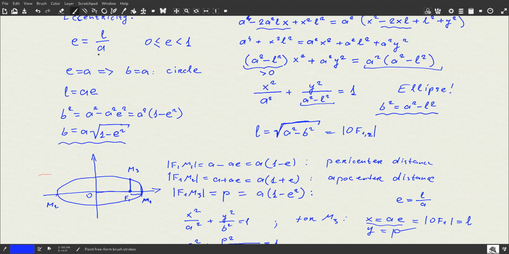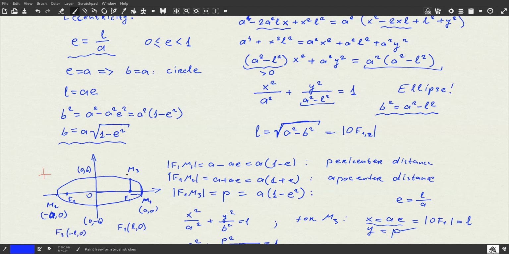By definition, we introduce the eccentricity in such a way that eccentricity is L divided by A. So basically what we did, let's do once again. First of all, we drew up an ellipse. We said, okay, this point M1 is (A, 0), M2 is (minus A, 0), right? This point is (0, B), this point is (0, minus B), okay? Then we introduced two points, F1 and F2, and we said F1 would be (L, 0), where L was yet unknown, and F2 was (minus L, 0).